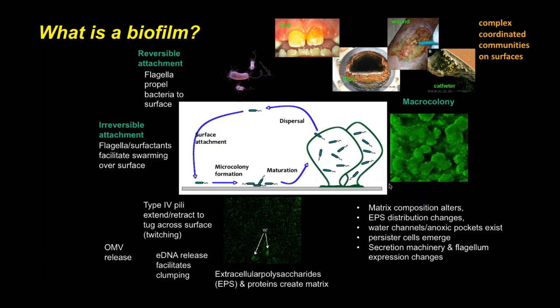And within this, some of the cells will become dormant or change into persister cells, as they're called. And also there's a number of regulatory things that go on. For example, secretion machineries of proteins may be turned on or turned off, and flagellum may be turned on or off, depending on whether the bacteria want to move within the structure. So that's what's going on.